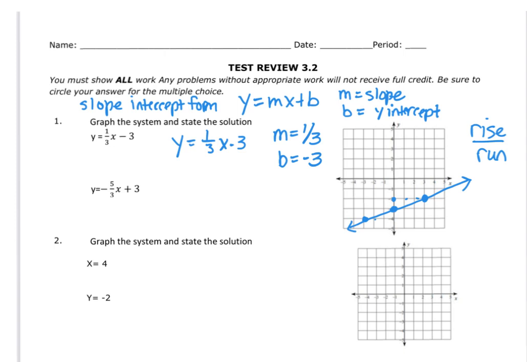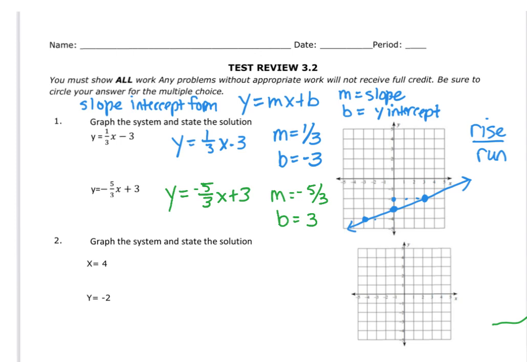Okay, now our next line, I'm going to see if I can change up colors here. Actually, I'm going to try green again. Hopefully if I get a bigger font, maybe this might work for me. Okay, so my next equation is y equals -5/3x plus 3. Okay, so in this equation, my slope is -5/3, and my y-intercept is +3.